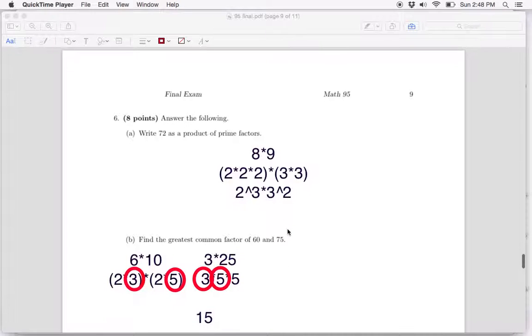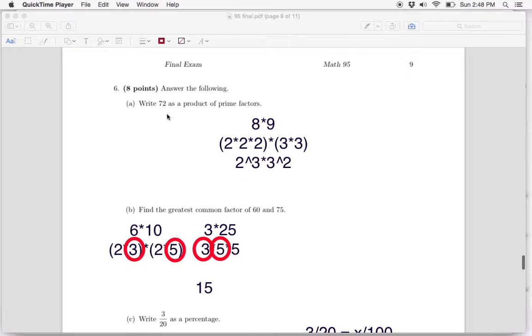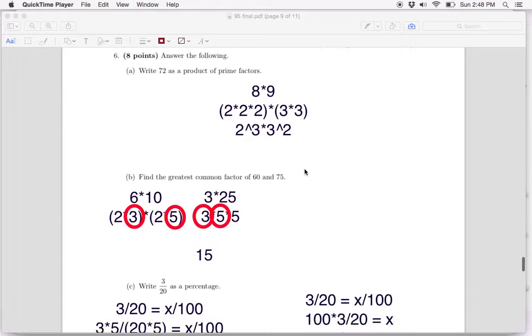All right, and here we have a few more problems. This one is write as its prime factors. Well, I knew that 72 was 8 times 9. At least I think it is. Yeah. And so I did 8 times 9, and then I said, well, I know that 8 is 2 times 2 times 2, or 2 cubed, and I know 9 is 3 times 3, or 3 squared. So I have 2 cubed times 3 squared for my prime factorization.